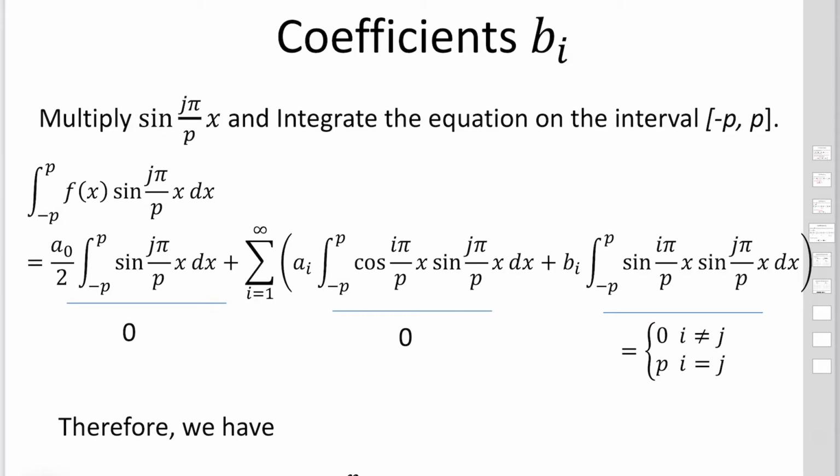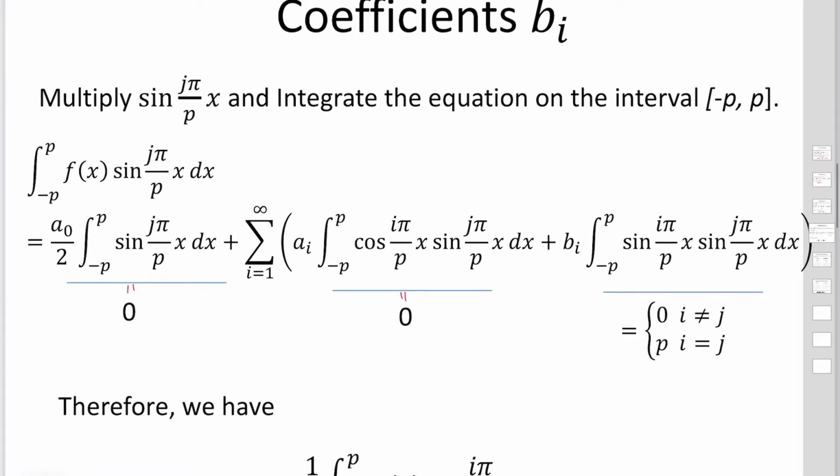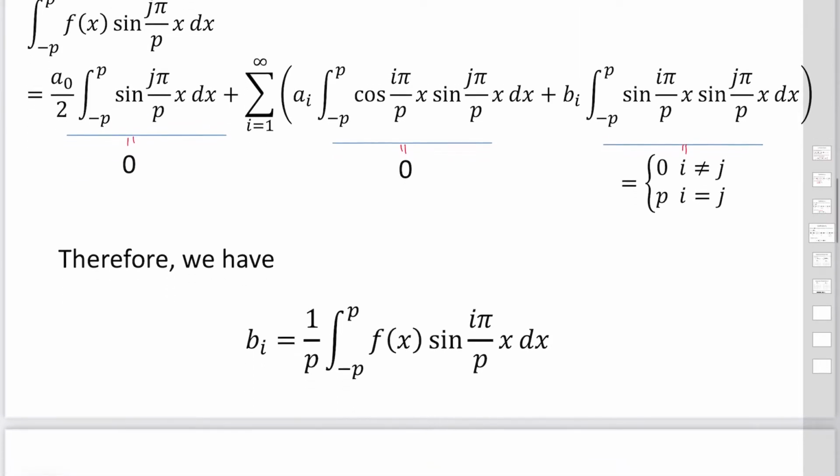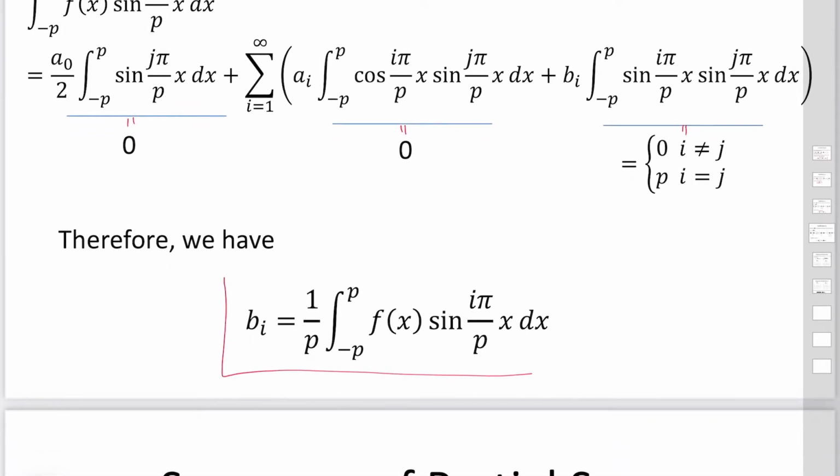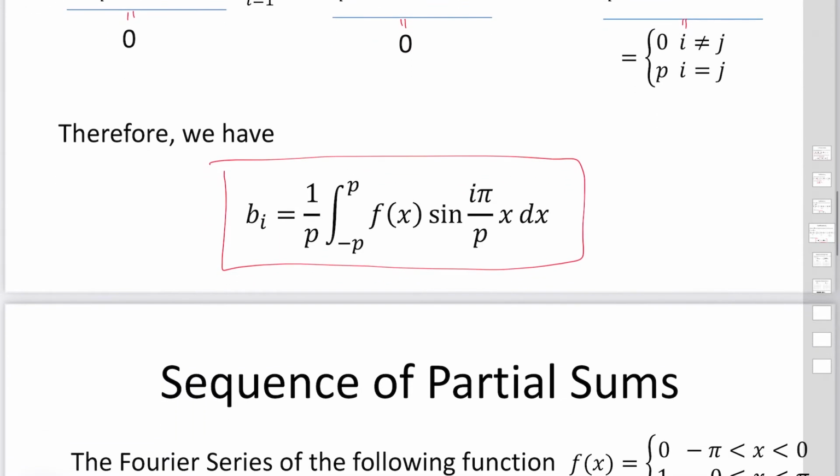On the right hand side, the constant value a sub 0 over 2 comes outside of the integral. The integral of the sine function becomes 0. The product of the cosine function and the sine function becomes 0. And for the product of sine functions, when i is not equal to j, it becomes 0. When i equals j, it becomes p. We've also proved these formulas in the practice. Then only one term is left on the right hand side, so it becomes b sub i. b sub i is expressed as 1 over p, the integral from minus p to p of f(x) times sine i pi over p x dx.